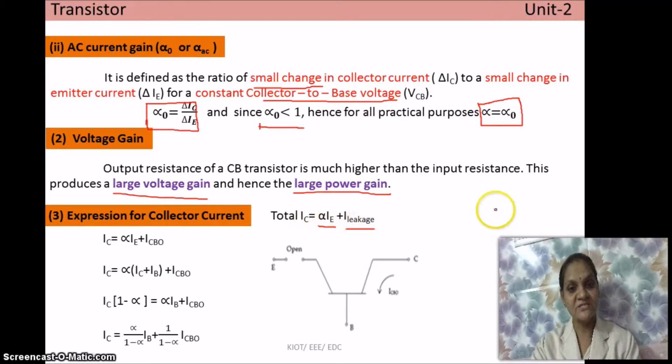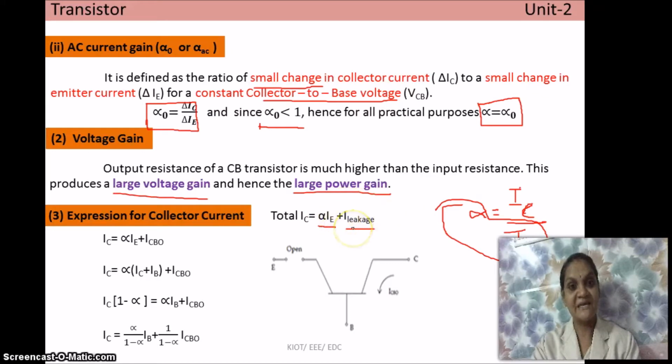How do you get the first term? With respect to current gain alpha. In common base, alpha is equal to IC divided by IE, output current divided by input current. From this equation, IC is equal to alpha into IE, that is the first term. Collector current is equal to alpha into IE, plus what is the next term?